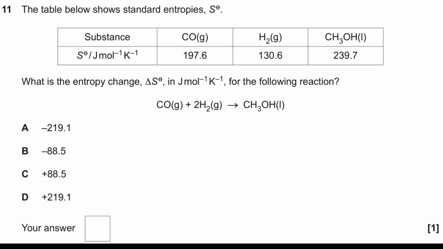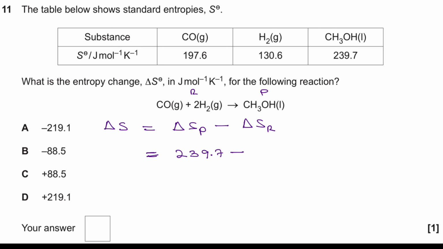Question 11. The table below shows the standard entropies for CO, H2 and CH3OH. What is the entropy change for the following reaction? To find the entropy change, which is what we call delta S, is equal to delta S of product minus delta S of reactant. And we know the delta S of product, which is this is the product here, and that's the reactant here.